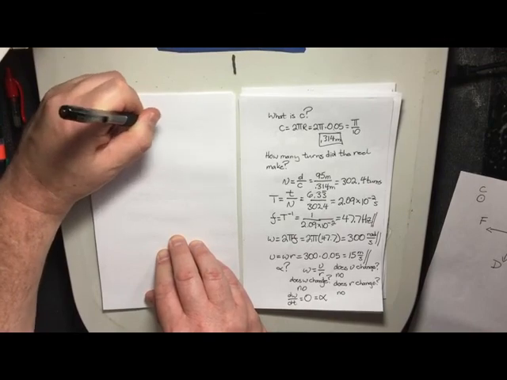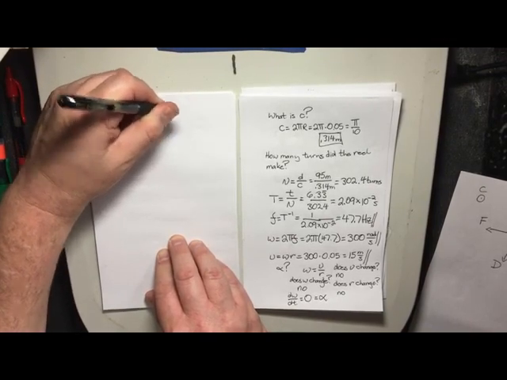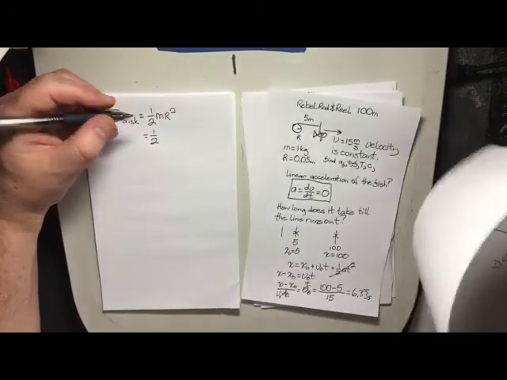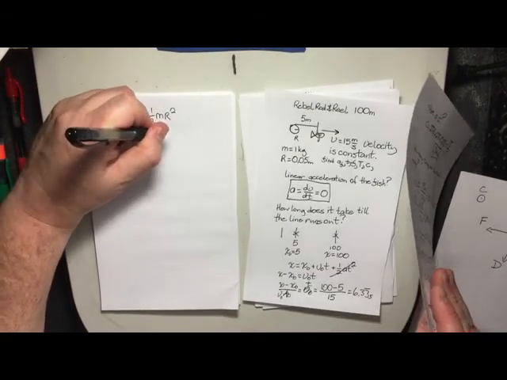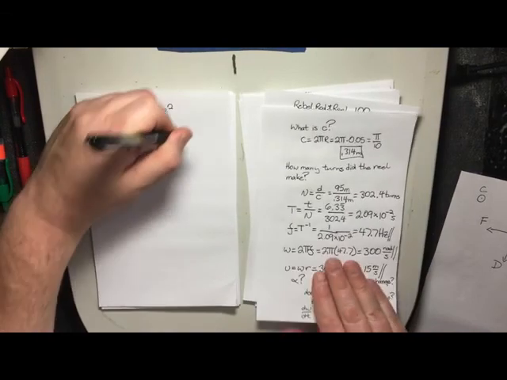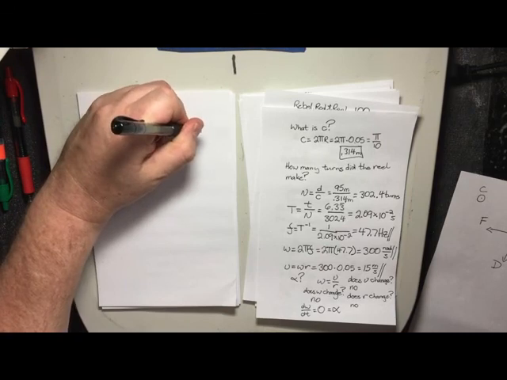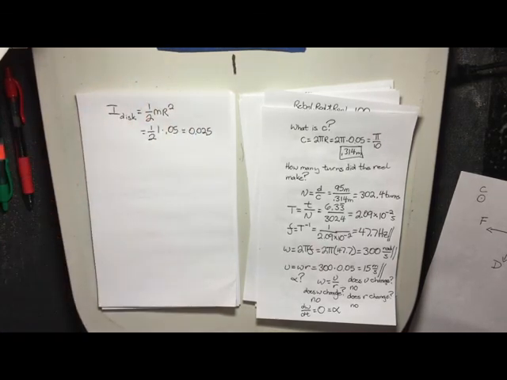Well, moment of inertia of the disk is 1/2 mr squared. M is 1. R is 0.05. So the moment of inertia of the disk is 0.025. I have no idea why I needed a calculator.